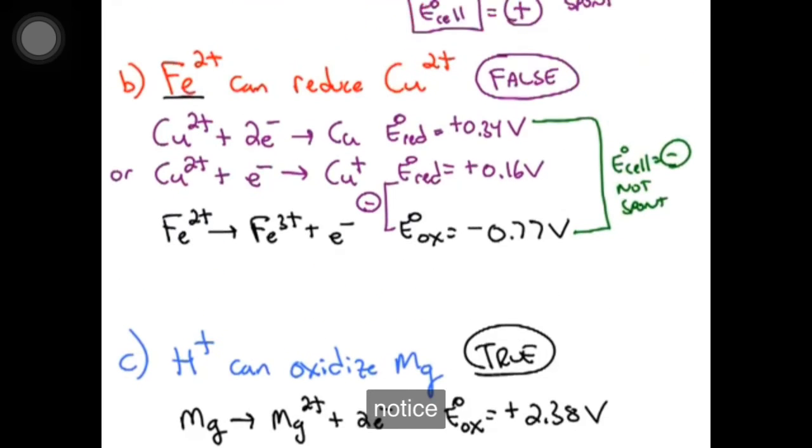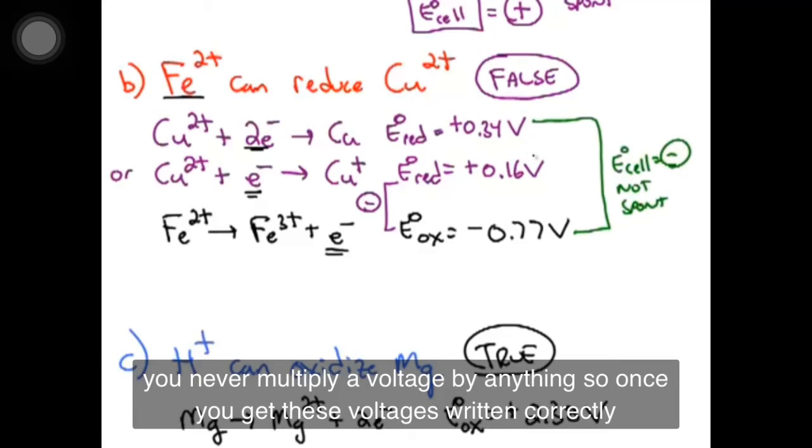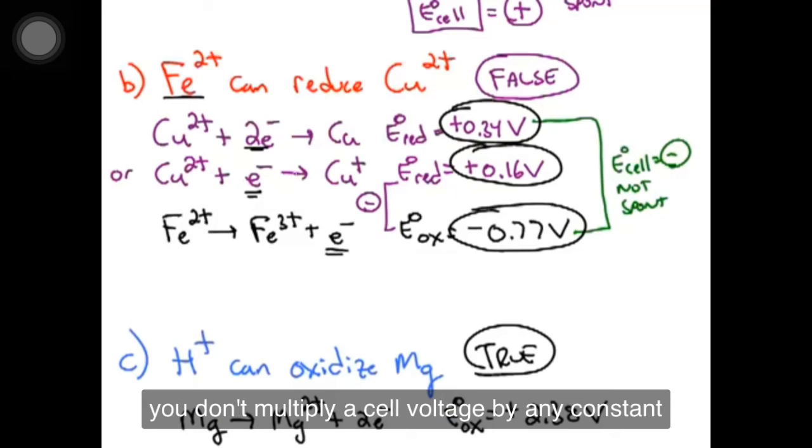Notice in this last example, I had different numbers of electrons for the different half reactions. You never multiply a voltage by anything, so once you get these voltages written correctly, the only thing that matters is whether the result, when you add them together, is going to be positive or negative. You don't multiply a cell voltage by any constant.